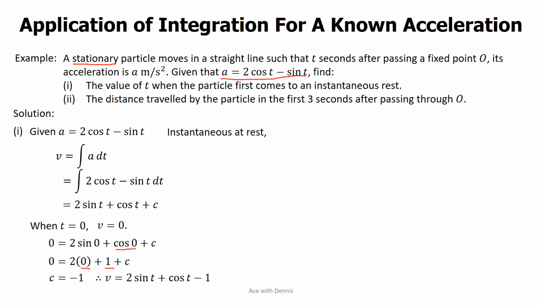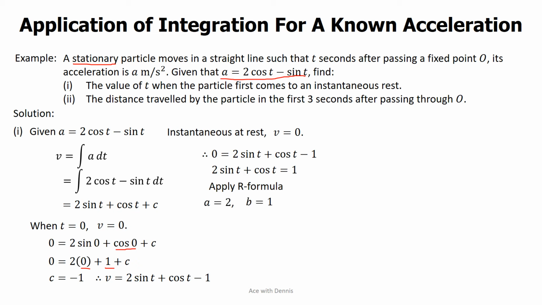When it is instantaneously at rest, v equals 0. Therefore, 0 equals 2 sine t plus cosine t minus 1, which means 2 sine t plus cosine t equals 1. Now, to solve this equation, we can apply the R formula, where a is 2, b is 1. Therefore, R equals square root of 2 squared plus 1 squared, which gives us square root of 5.